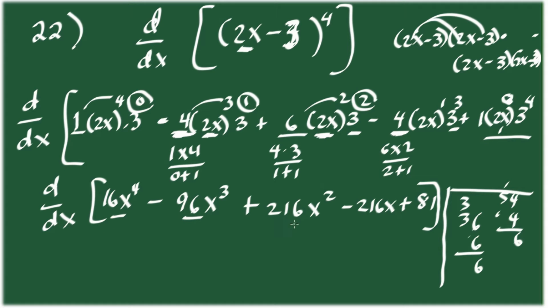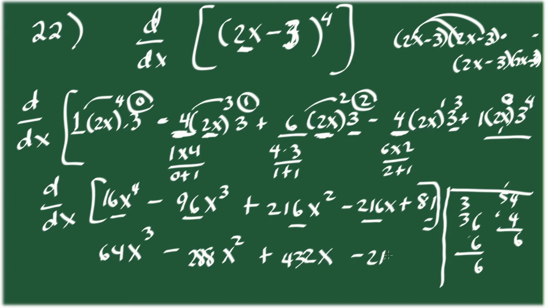Because now we have individual terms where we can apply the power rule. 4 times 16 is 64x cubed, minus, 96 times 3 is, I believe, 288x squared, plus 216 times 2 is 432x, minus 216. There you go. That's the derivative.